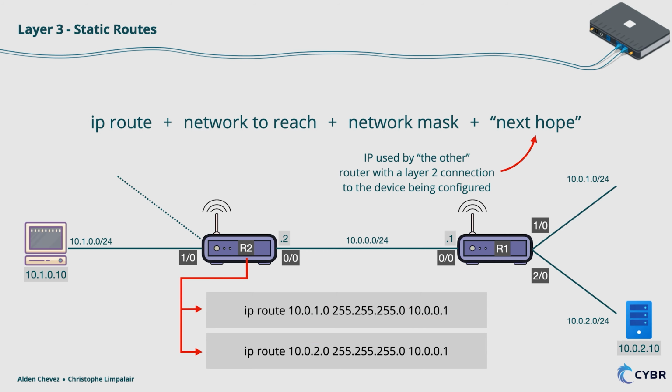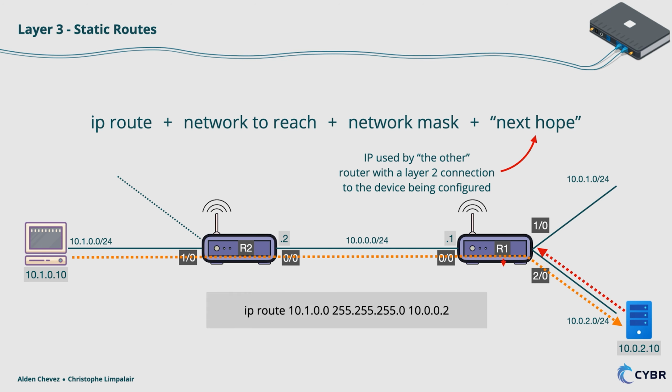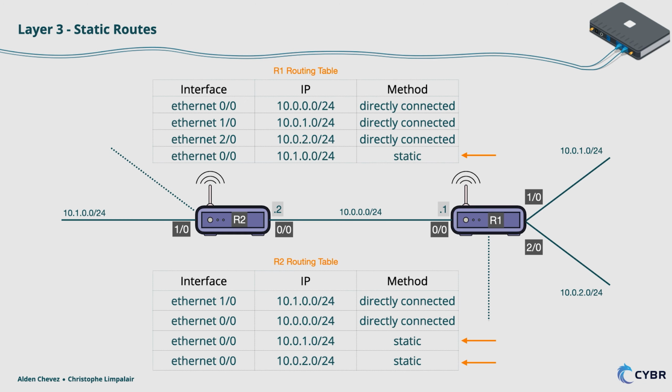So now the client connected to router 2 can reach the server through router 2 and router 1, but there's still one more problem. Once the server replies to the client and the packet reaches router 1, it will not know how to send the information back to that client. So we need to add a static route to router 1 as well. This is the same IP route command that we just saw, but this time we're adding a route for 10.1.0.0 at the same mask, and then at the next hop of 10.0.0.2. And so now all this means that our routers' routing tables will look like this. And as you can see, we've added 3 static routes.